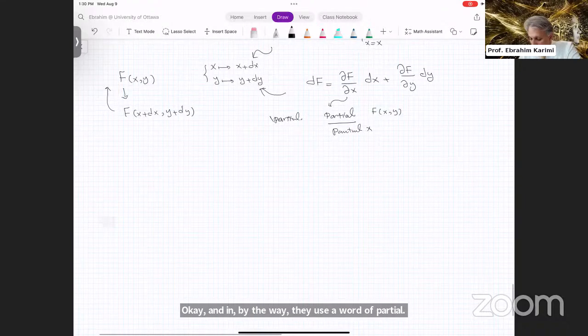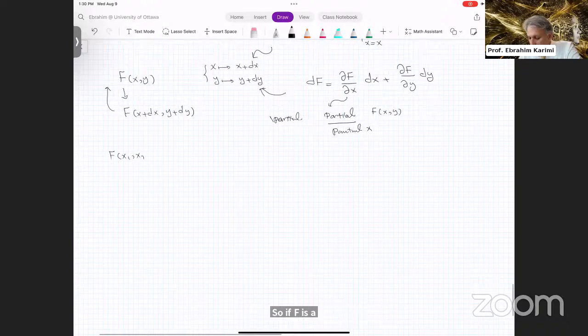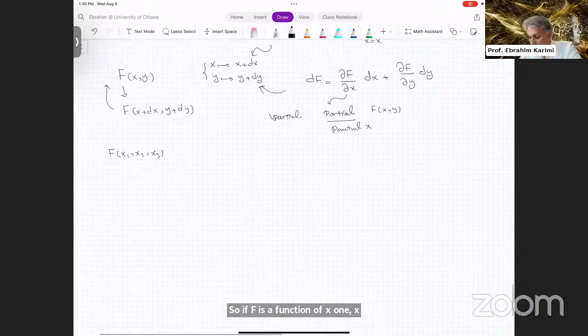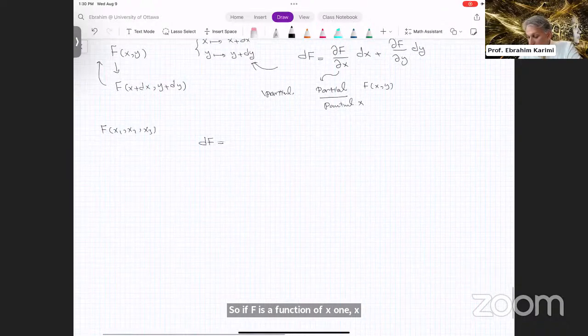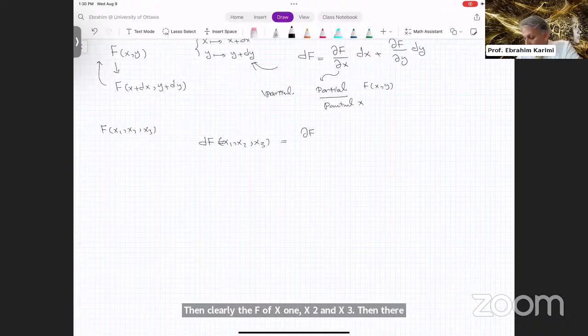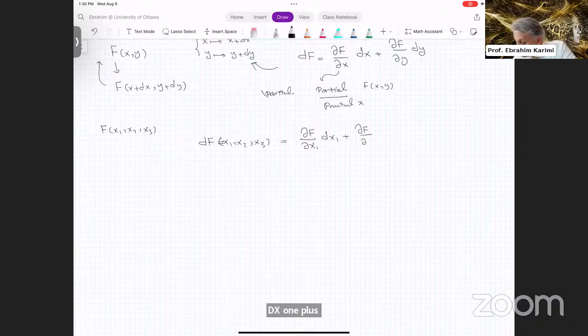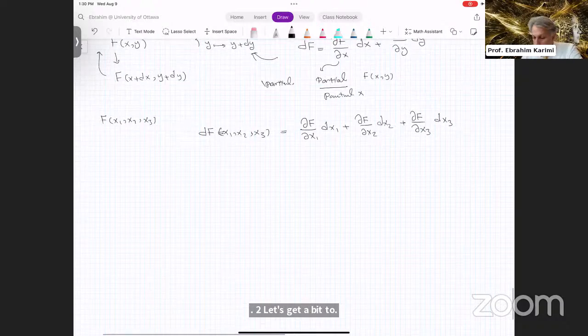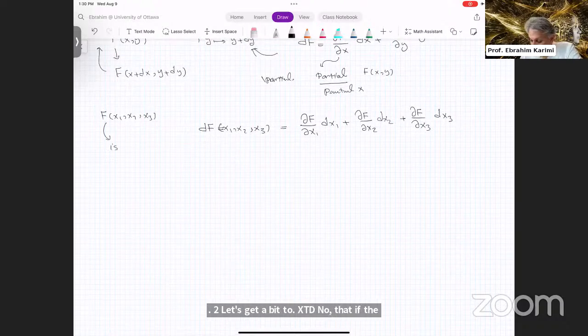So if f is a function of x1, x2, and x3, then I'm asking you what is going on with the df. Then clearly df of x1, x2, and x3 will be the derivative of f with respect to x1, dx1, plus the derivative of f with respect to x2, dx2, plus the derivative of f with respect to x3, dx3. Note that f is a scalar quantity.